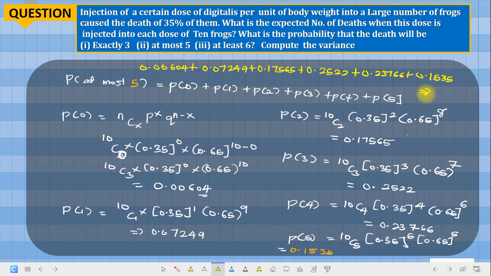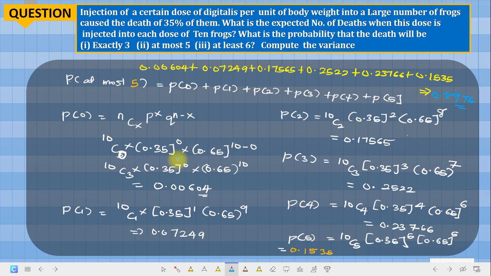And when you sum this together, what is it going to give to us finally? Our final answer is 0.85, or sorry, 0.898976, and that is the probability that at most 5 will die.